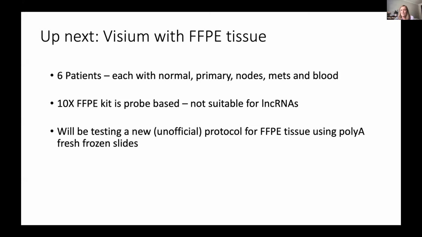And we really want to make use of that, because there are 6 patients which I found match every single criteria that I could possibly ask for. So we have normal, primary, nodes, mets, even blood for later validation. So yeah, we're going to test a new unofficial protocol for FFPE tissue that a lab in Queensland has been working on, and they've had success.